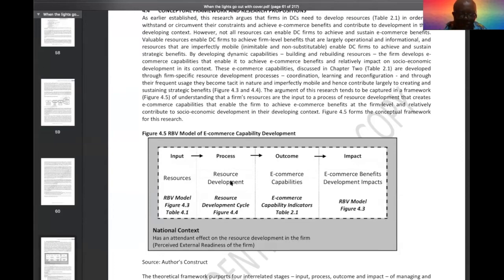If I want to solve the process question, I need figure 4.4, which is another theoretical model based on somebody's theory. Then the outcome: if I want to look at the outcome or the capabilities in e-commerce, look at table 2.1. If I look at the impact, you see figure 4.3. Now all of these frameworks are within the national context. So I put them within the nation, so the national context can inform what is happening there. What you see here is a research framework, which is a combination of different conceptual frameworks that have been put together.